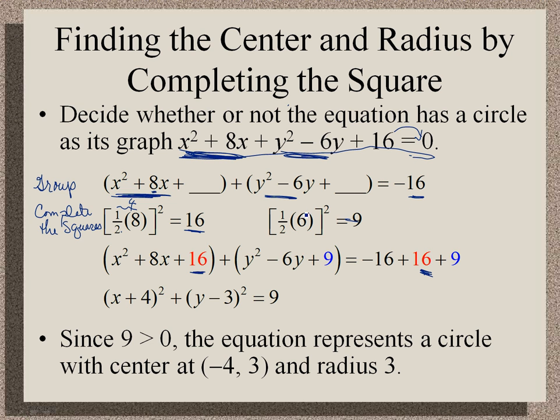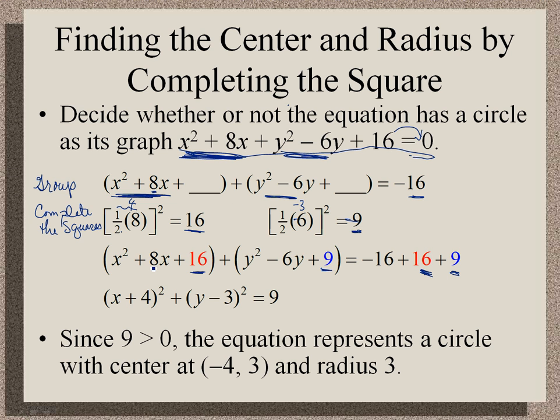And for the y terms, our coefficient is negative 6. Take half of negative 6, you get negative 3. Negative 3 squared gives you a positive 9. And you want to add 9 inside this group with the y's, and add 9 to the right side.